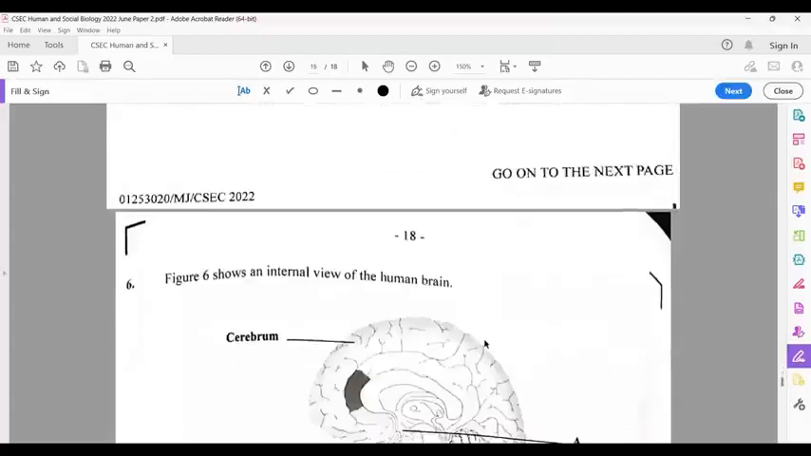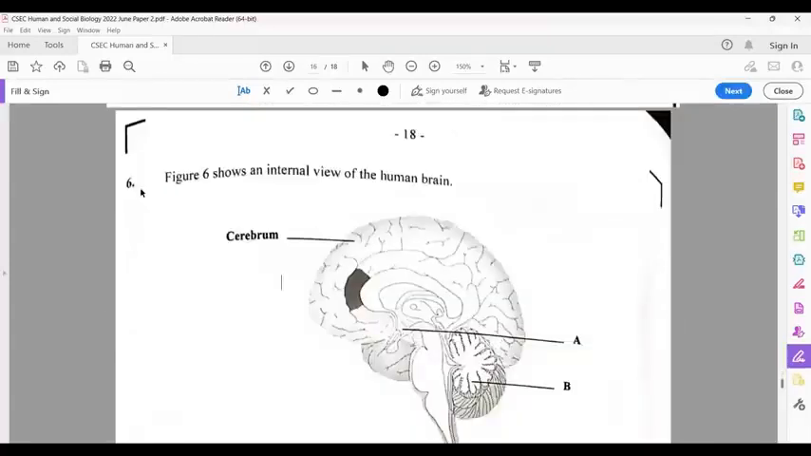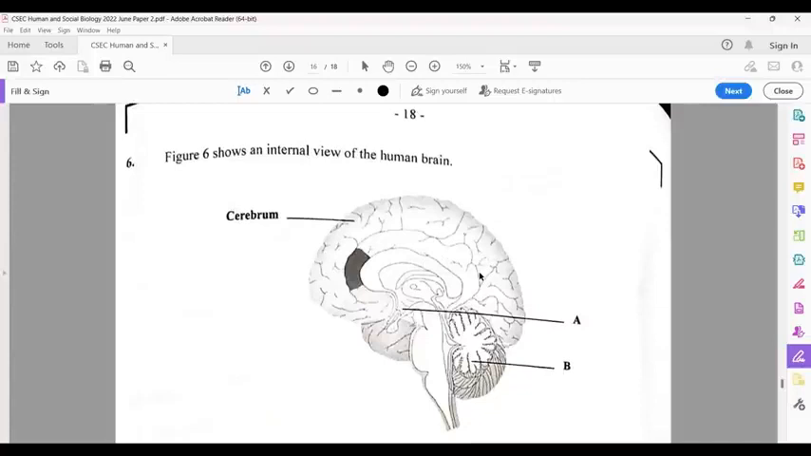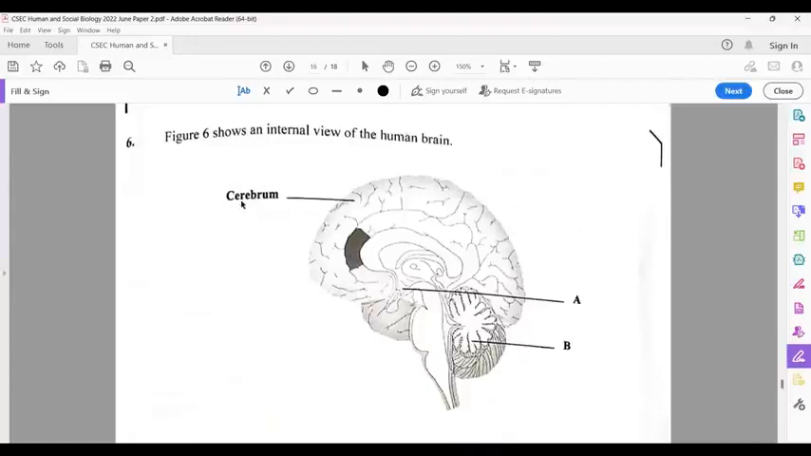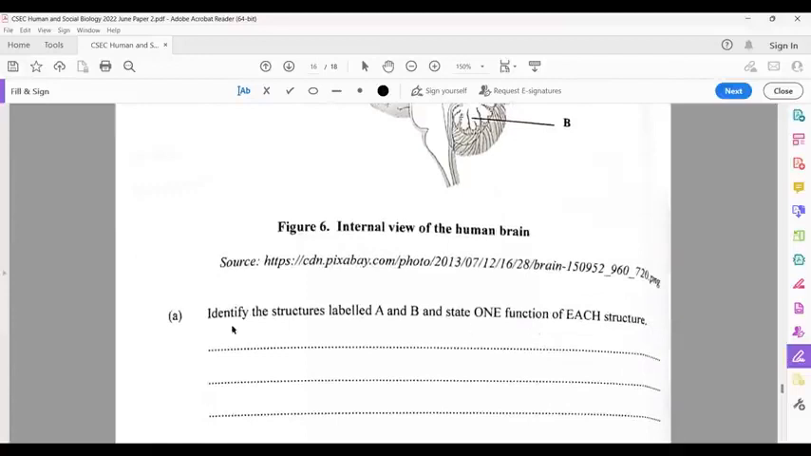And for our final question, question 6, it is taken from coordination and control, which comes from section B of the syllabus, life processes. Figure 6 shows an internal view of the human brain, the cerebrum, A and B. And then they ask you to identify the structures labeled A and B and state 1 function of each.